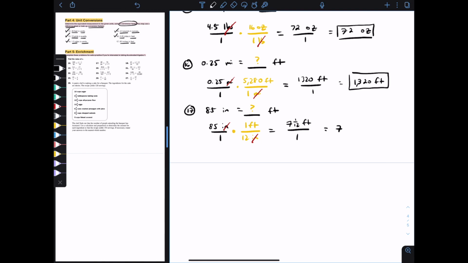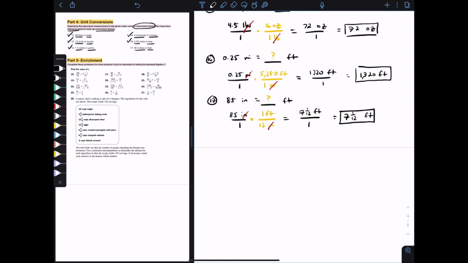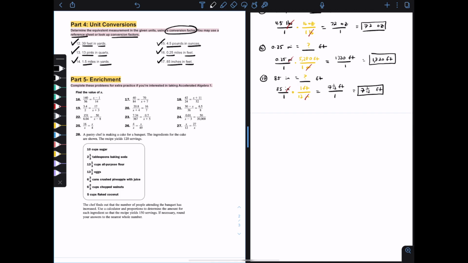So if you were 85 inches tall, that would be quite tall. You'd be 7 foot 1 inch because there are 12 inches in a foot. So same thing as our equivalent, 7 foot 1, as you would say here. Okay, so that's 17.